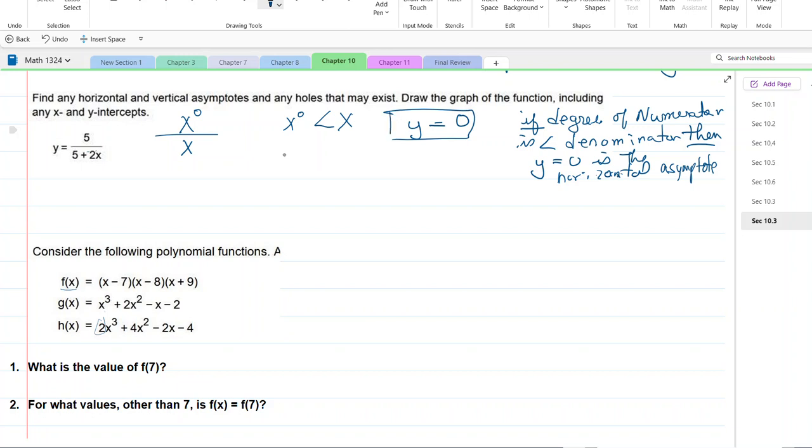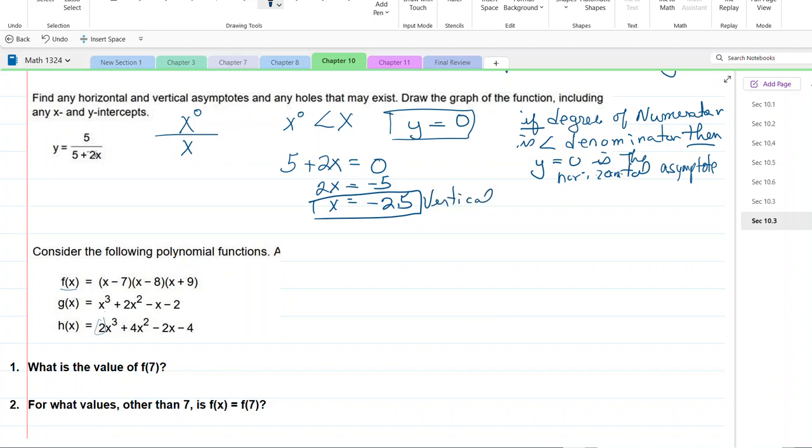Now we're talking about our vertical. So we're going to have 5 plus 2x cannot equal 0. So we're going to solve for x. So I'm going to have 2x equals negative 5. If I divide by 2, I get negative 2.5. So this is my vertical.